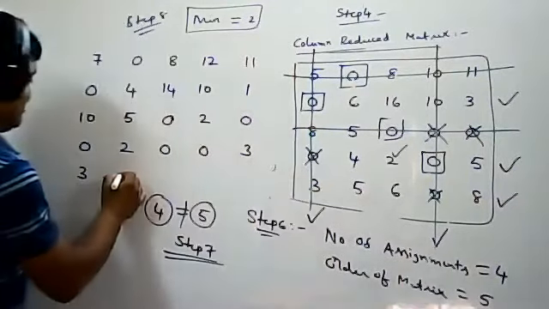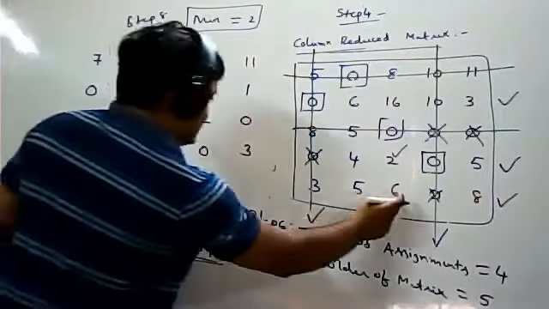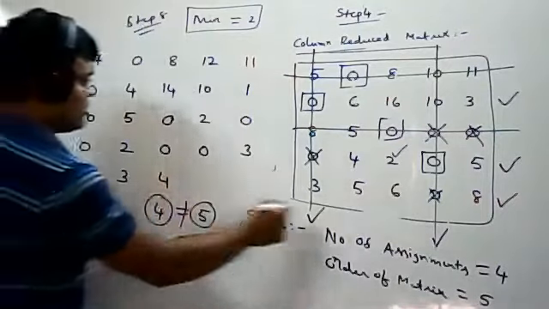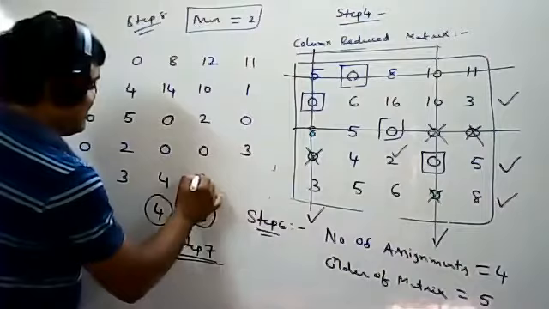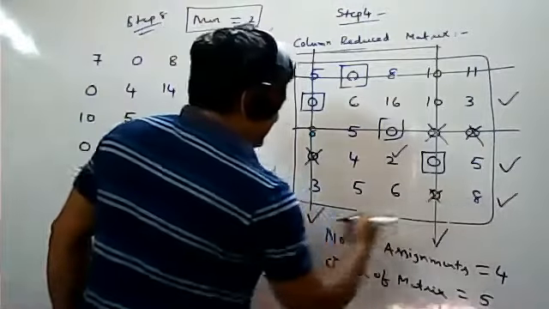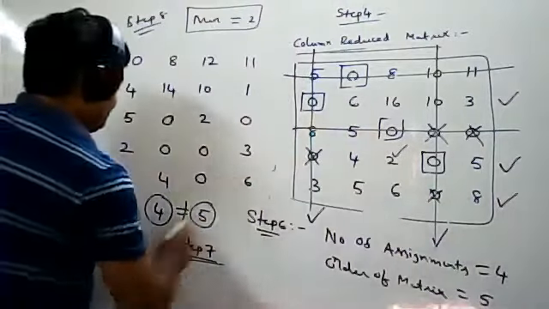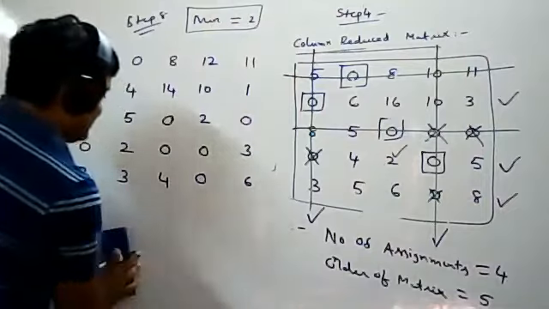Uncovered: 5 minus 2 is 3. Uncovered: 6 minus 2 is 4. 0 is not uncovered and not an intersection, so 0 stays as it is. 8 minus 2 is 6. This is step number 8.